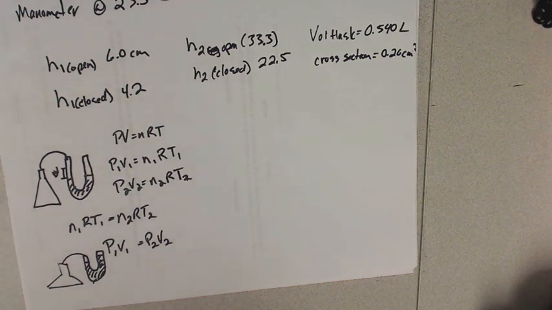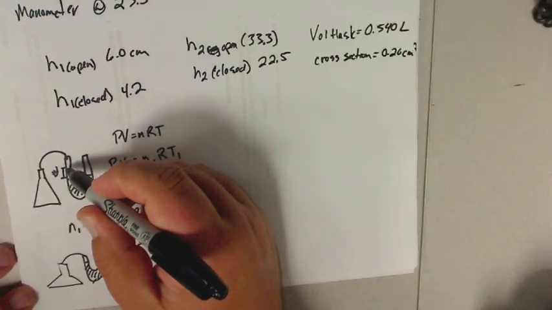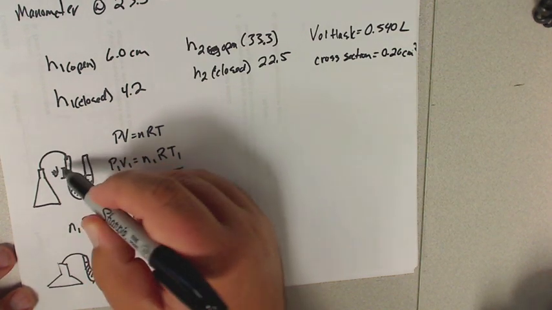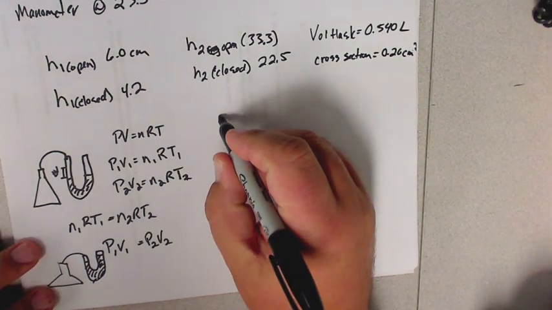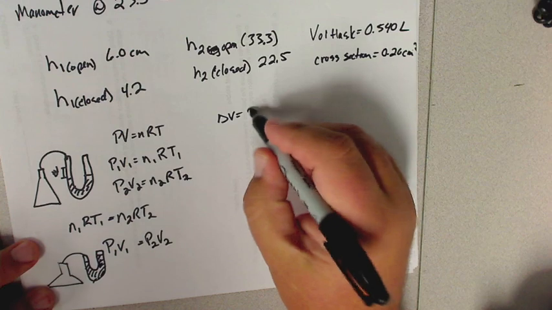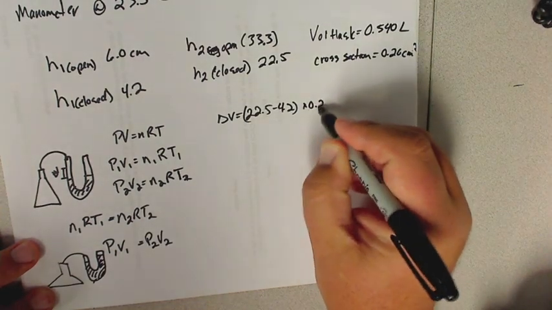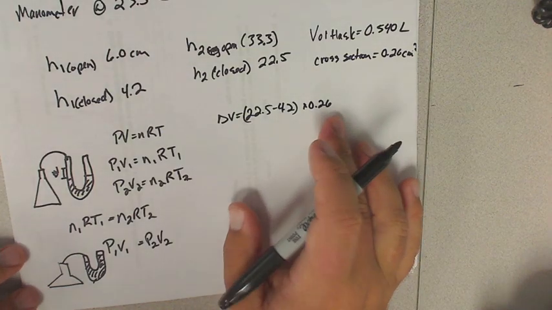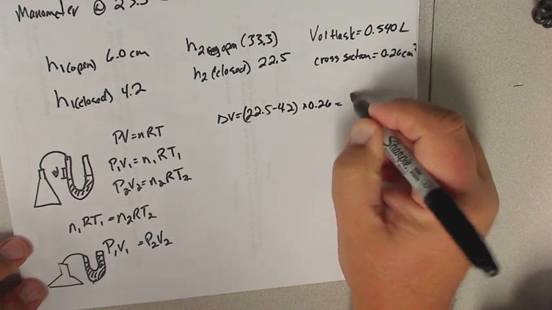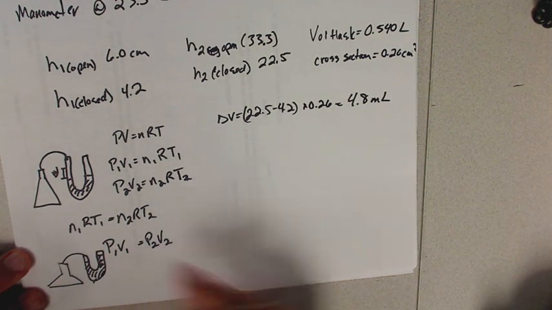In the case I have here, this is like 18.3 centimeters. So this rose 18.3 centimeters. The volume shrunk 18.3 centimeters in the tube, but then we multiply by the cross-section to get volume. So delta V equals the difference, 22.5 minus 4.2, times 0.26. This is in centimeters, that's in centimeters, that's centimeters cubed. Centimeters cubed is the same thing as milliliters, so that ends up being 4.8 mL.